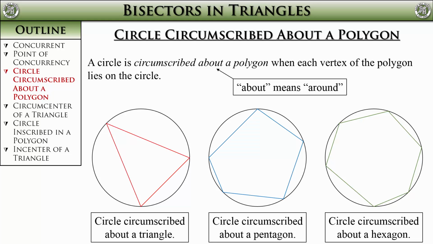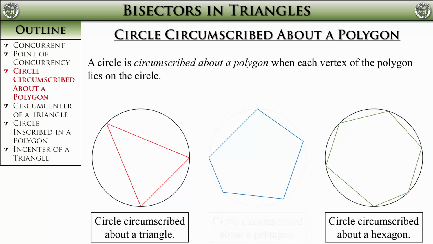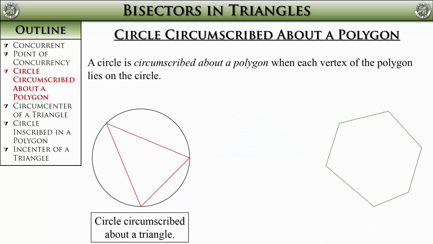For the purposes of this lesson, though, we will only be focusing on circles circumscribed about a triangle. We will leave the others for another day. One interesting point, though, every triangle has a circumscribed circle. However, that is not true for any other polygon. Only triangles are guaranteed to have a circumscribed circle.